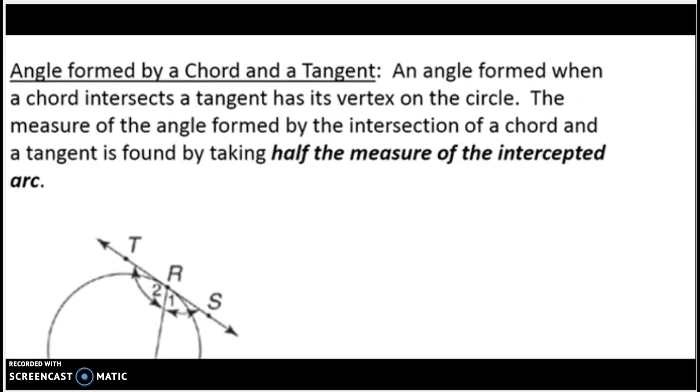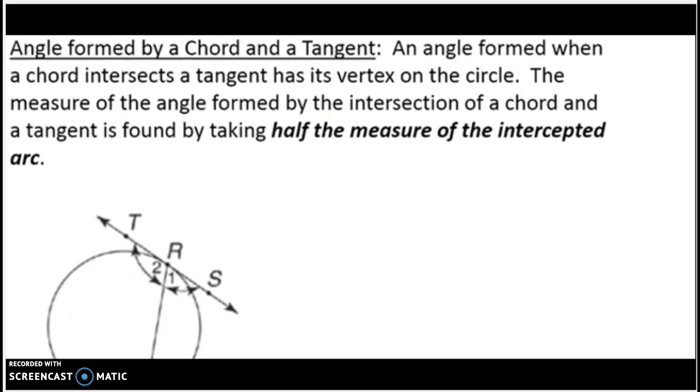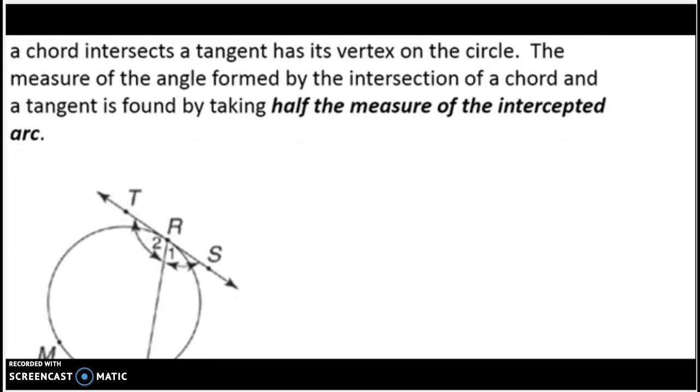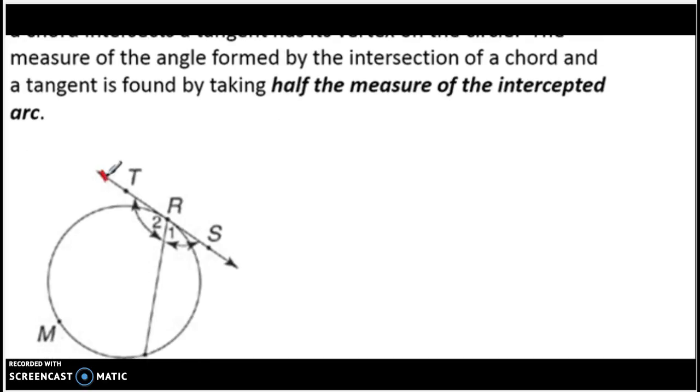The next type of angle that we need to take a look at is the angle that's formed by a chord and a tangent. This says it has its vertex on the circle. So if we look at the picture, segment or line TS would be tangent because it touches the circle in exactly one point. QR would be a chord because its endpoints are on the circle. The degree measure of that angle formed when these two intersect is found by taking half the measure of the intercepted arc.